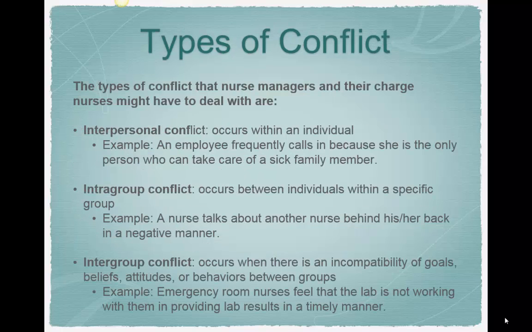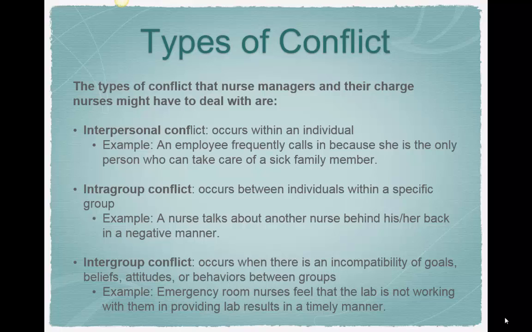So we saw the attention centered on teaching the manager how to resolve conflict rather than how to avoid it. So when we look at the different types of conflict that can exist between individuals or among individuals, we've identified three major types. Interpersonal conflict occurs within an individual. So when an employee frequently calls in sick because she's the only person who can care for a sick family member, that can cause a lot of stress due to the conflicting roles of that individual employee. Intragroup conflict occurs within a specific group. For example, nurses gossiping about other nurses within the group of nursing is an example of intragroup conflict.